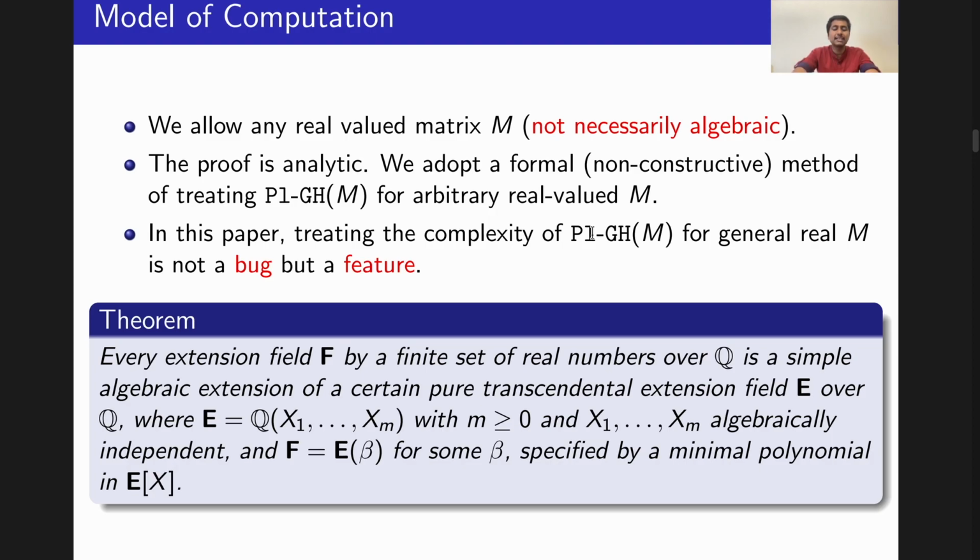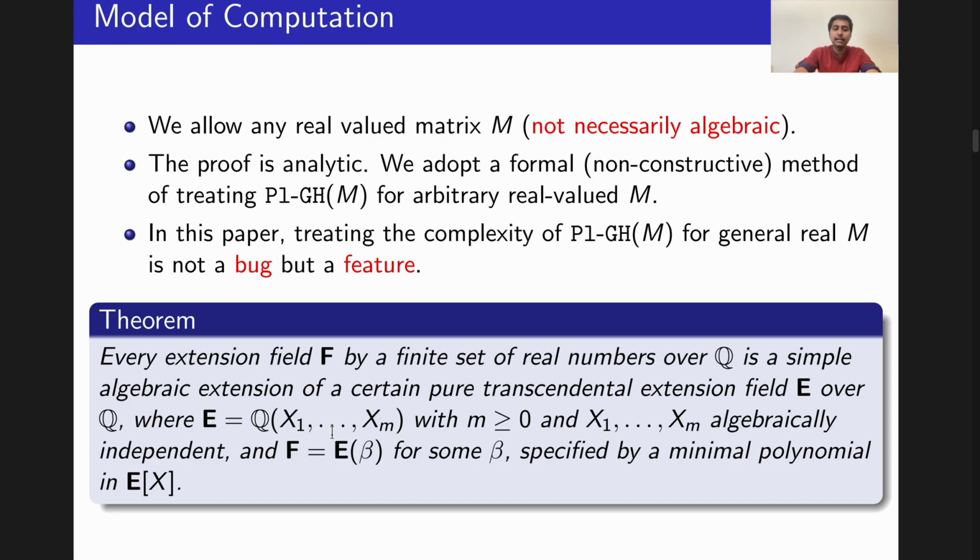We note that the value Z_M of G will always lie in the extension field over Q of the entries of the matrix M. This is simply because of the way that the partition function Z_M of G is defined. Now, there is a well-known theorem from algebra that states that if the extension field F takes such a form, then it is a simple algebraic extension of a certain pure transcendental extension field over Q.